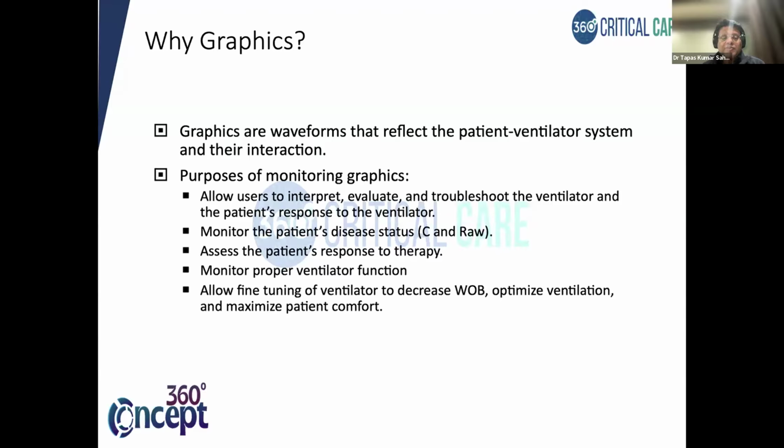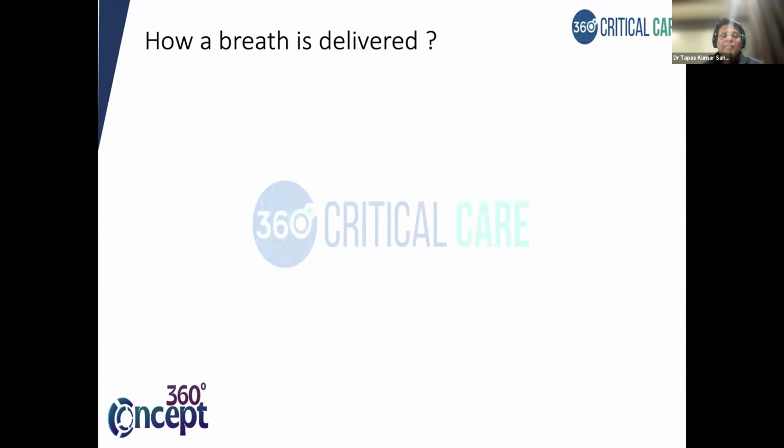Monitor the proper ventilator function, and finally allow the fine tuning of the ventilator to decrease the work of breathing, which is of utmost importance in our clinical area. Optimize the ventilation and maximize the patient comfort. That is our goal when we are deciding to put the patient on a ventilator. Now, just a simple physics that I will be taking you through in the next 4 slides.